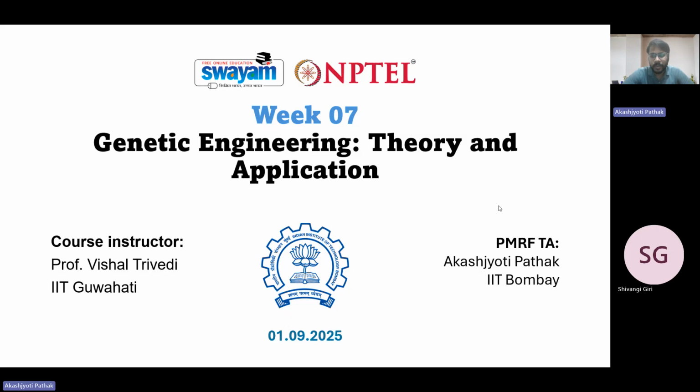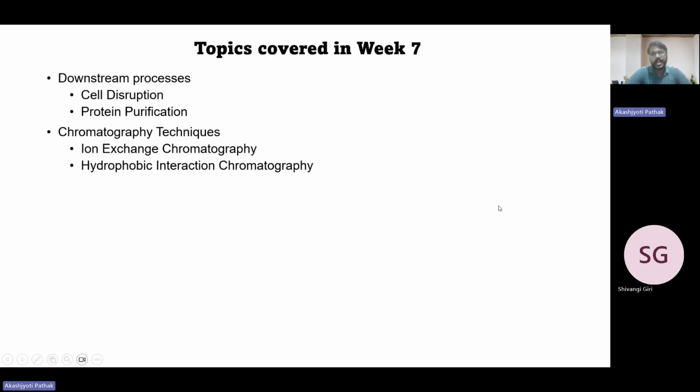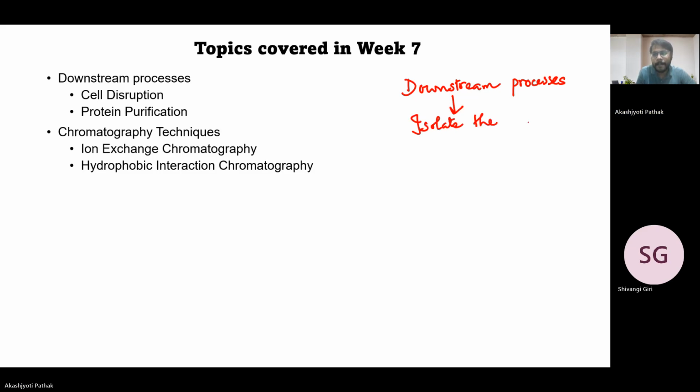So let's first have a quick recap of what we learned in week 7. In week 7, we are mainly learning about the downstream processes, isn't it? So downstream processes means what? Once we have expressed the protein of our interest, the next step would be what? Isolation of the protein. So first we need to isolate the protein from the host cell.